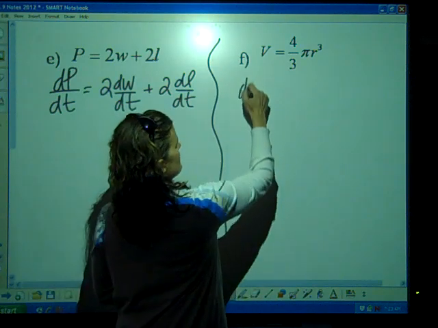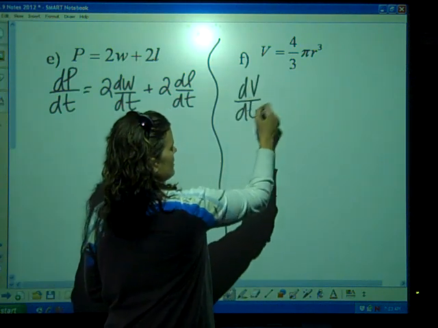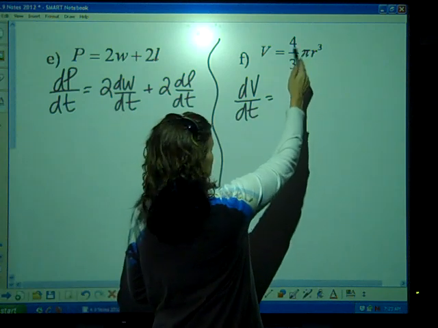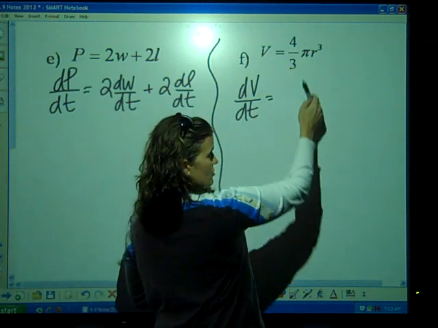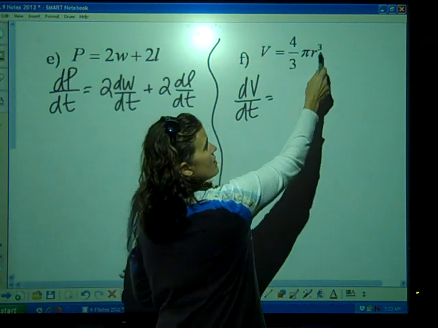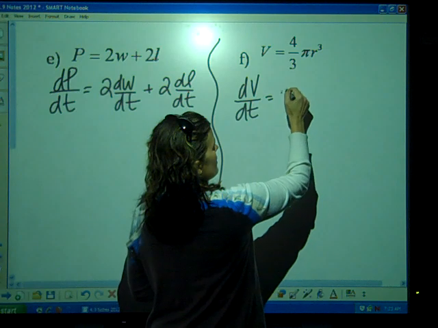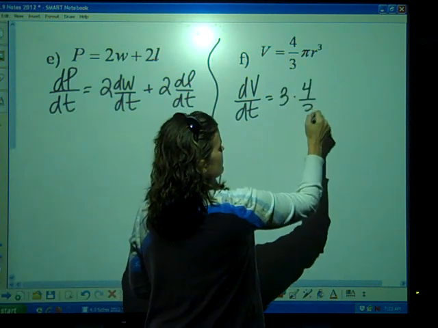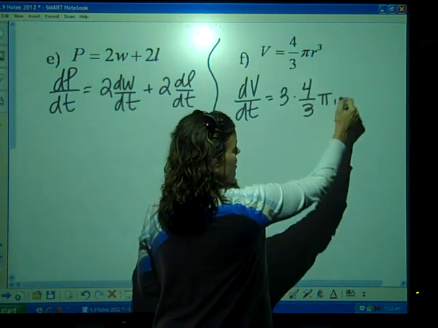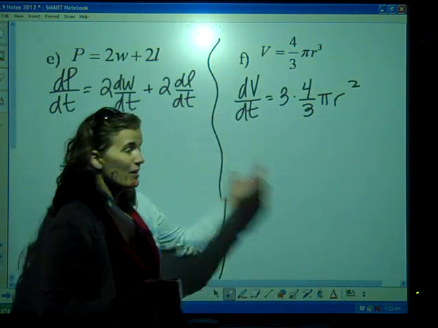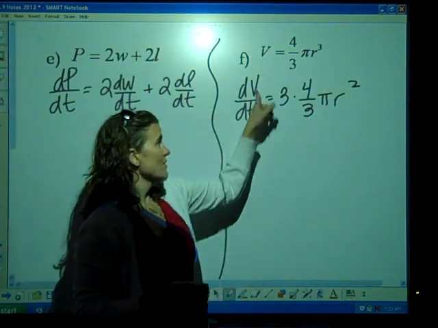Okay, so dV dt, the rate of change of the volume with respect to time, 4/3 pi, just numbers, right? So those are coefficients, you're just going to bring those down. R is the only thing that's varying, the radius. Okay, so if we pop that 3 out in front, 3 times 4/3 pi, r needs to be decreased by 1, so r squared.